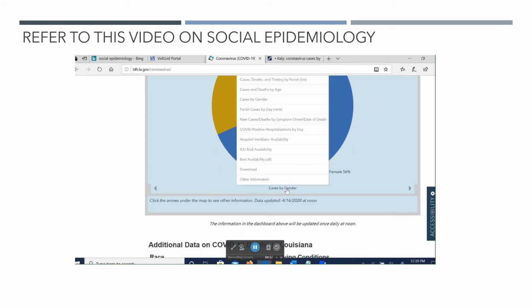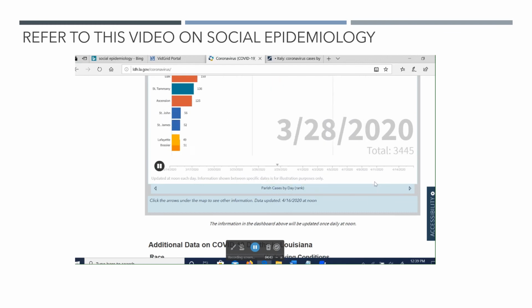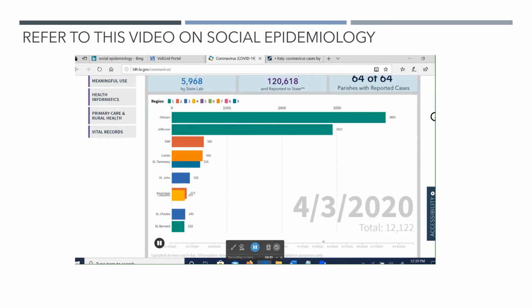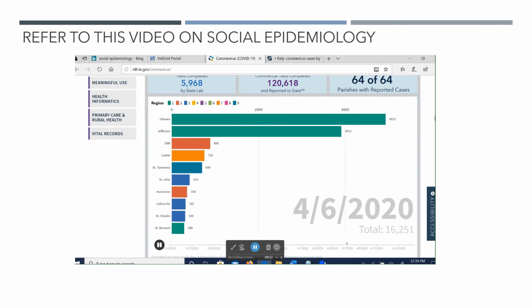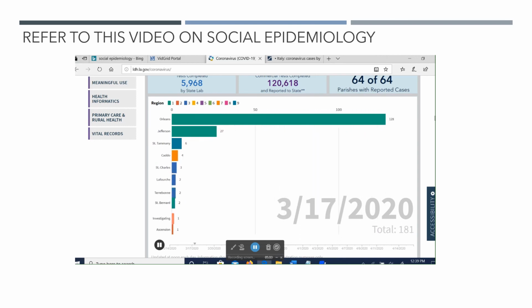And let's say we want to see another statistic. Let's check out the number of cases by parish. I think in Louisiana they call parishes counties. I think they are almost the same. So this is another manifestation of social epidemiology, and in this case, the social structural factors or the social determinants would be parishes or county.